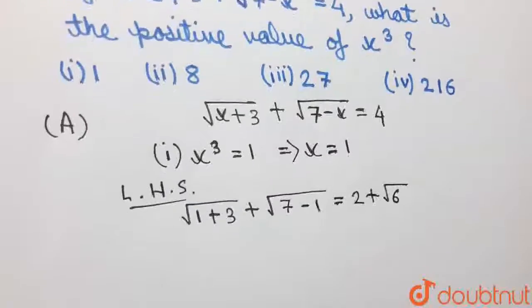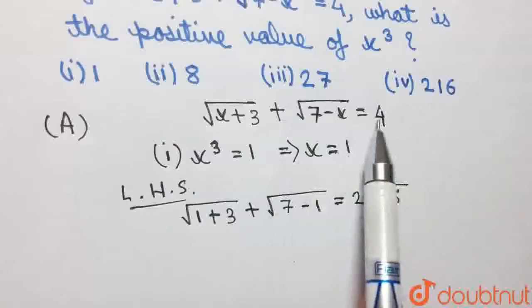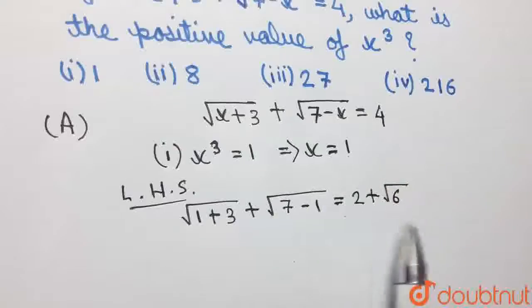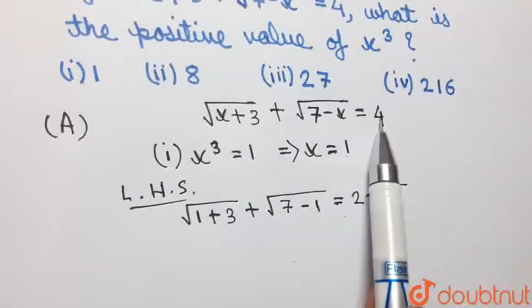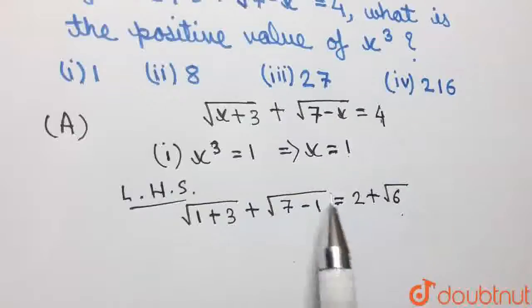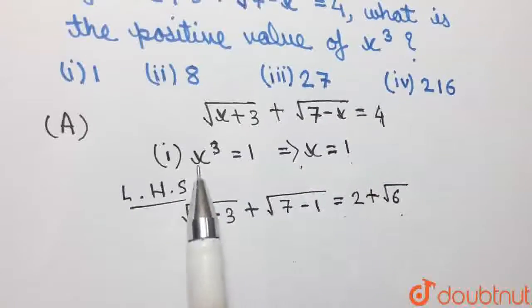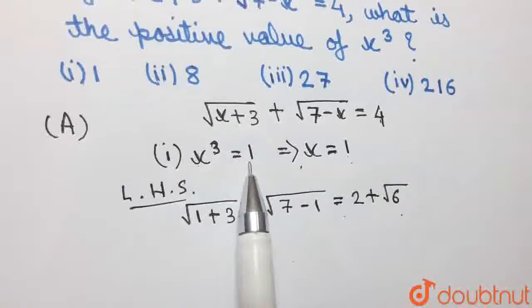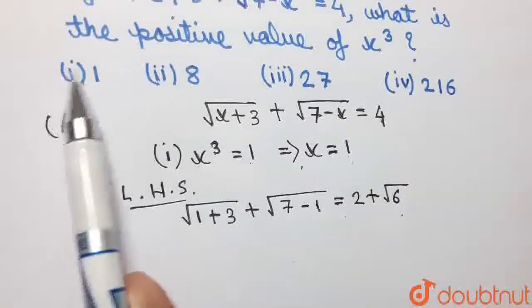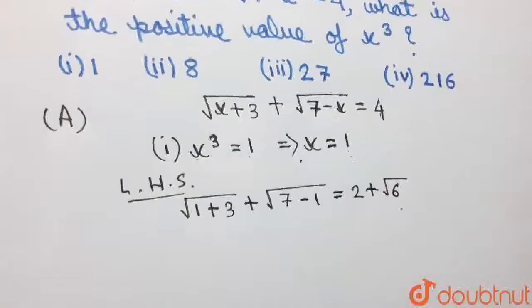Now we can see that if x equal to 1 is substituted in the left hand side of the equation, the value comes out to be 2 plus root 6, which is not equal to 4. Hence we can conclude that the value of x cannot be equal to 1, and hence x cube cannot be equal to 1. Hence option number 1 cannot be the correct answer.